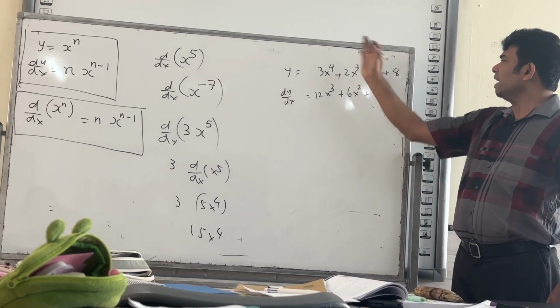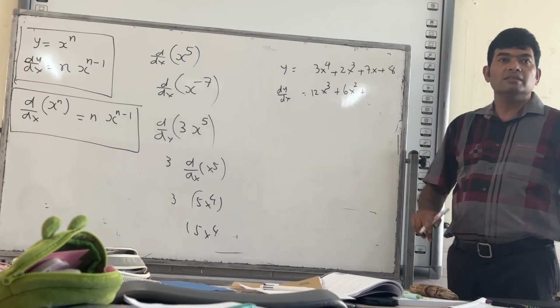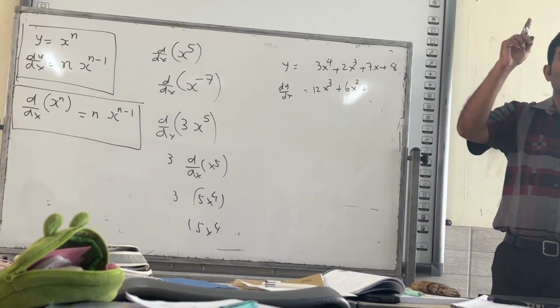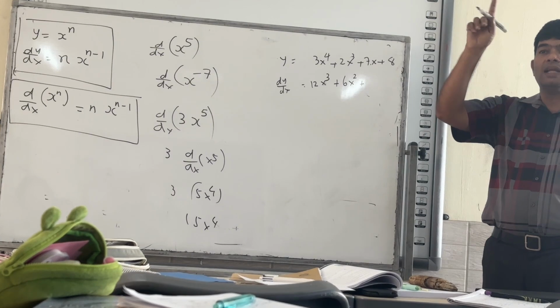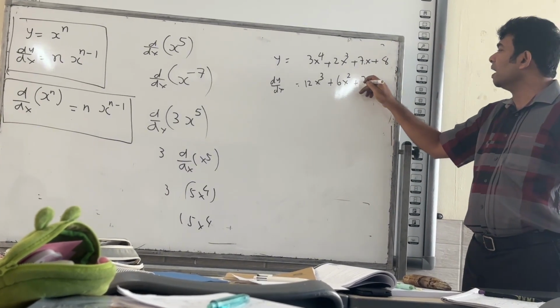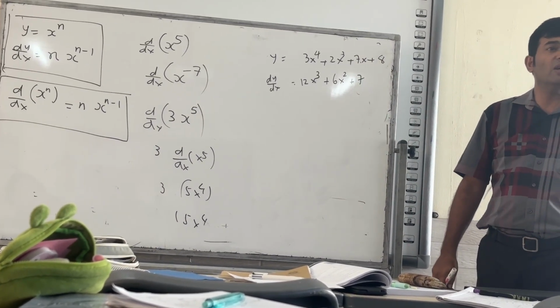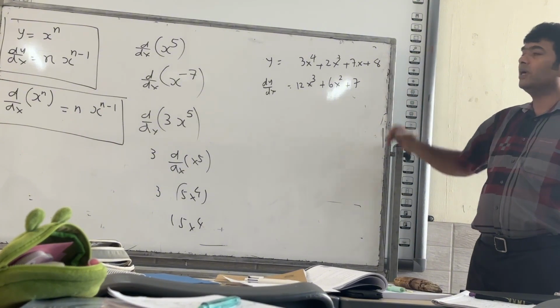Plus 7, take outside. Derivative of x. x to the power 1 gives 1 times x to the power 0, which is 1. So 1 times 7 becomes 7. Understanding or not? Yes. And what is the derivative of 8?